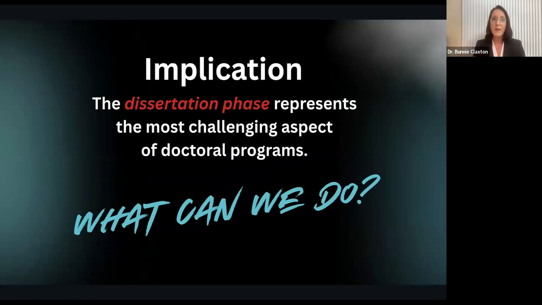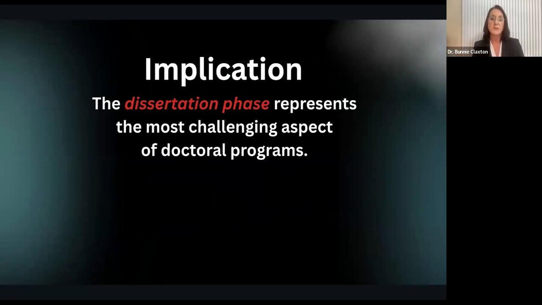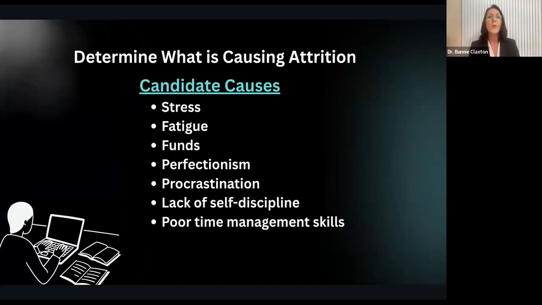So what can we do about that? That's really what you're here to learn today. We want to talk about what we can do for these doctoral candidates. Well, the first thing that we need to do is determine what is causing attrition. So there are candidate causes for sure.